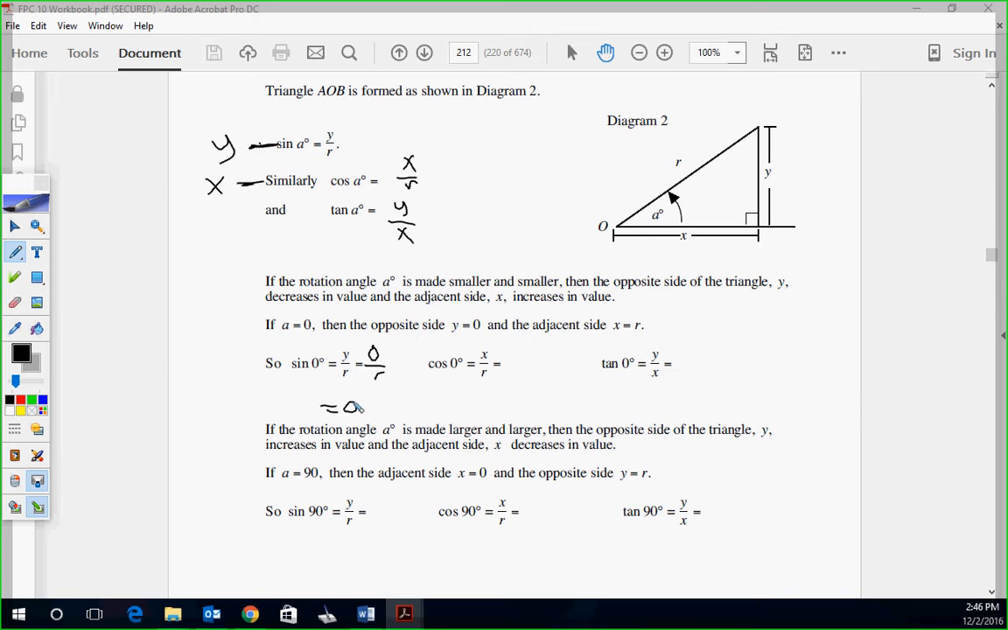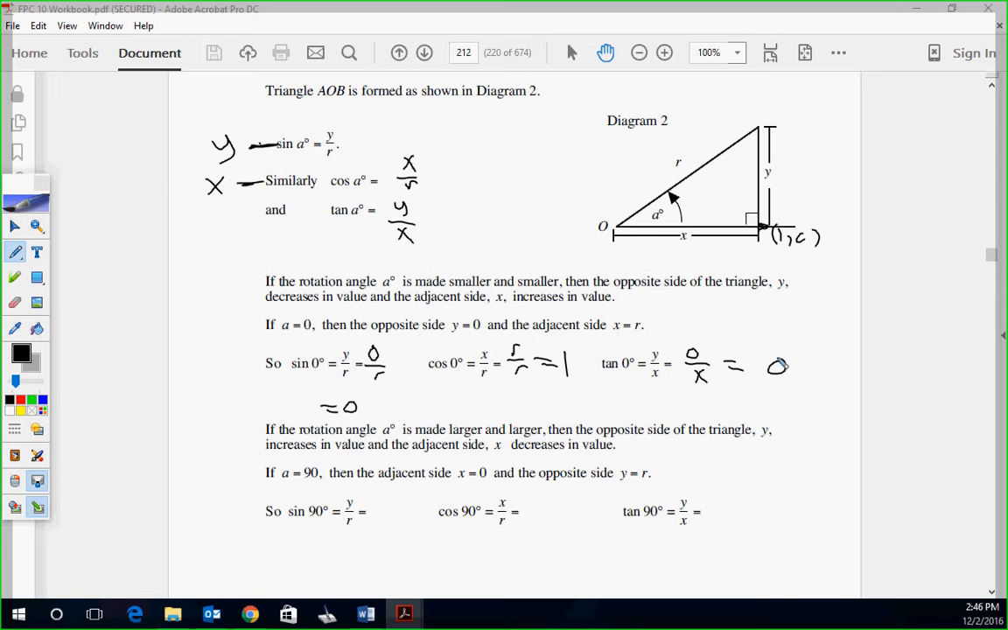Okay, so let's look at this. Cosine of 0. 1. Good. Because it's going to be x over r. But if there's nothing here, this is going to collapse down, so it's essentially r over r, which is 1. Another way you can think about it is this coordinate is 1, 0. 1 for x. Tangent would be 0 as well. Good. 0 over x. Any 0 over anything is 0.